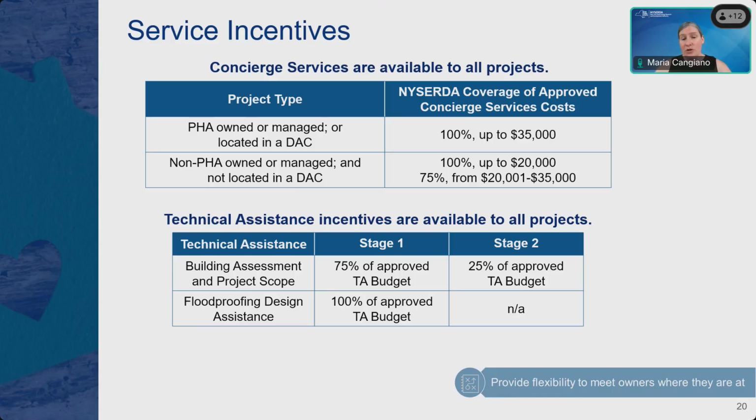And then at stage two, when you're moving forward with the implementation of your AMP Up project, the additional 25% will be released, bringing you up to 100% of the cost share for the technical assistance. And then just to note for floodproofing design assistance, which my colleague Anna will be talking about in a little bit, that is 100% of approved TA budget that will be paid out at stage one. And since that is 100%, there's not an additional payment that you'll be receiving at stage two.